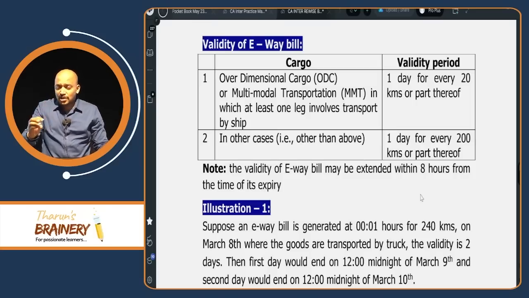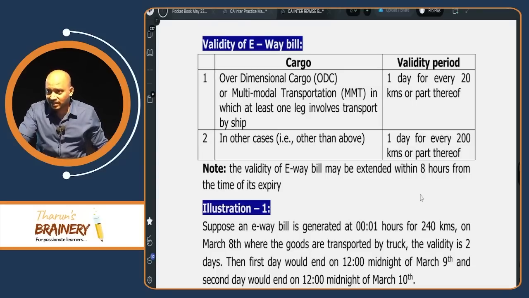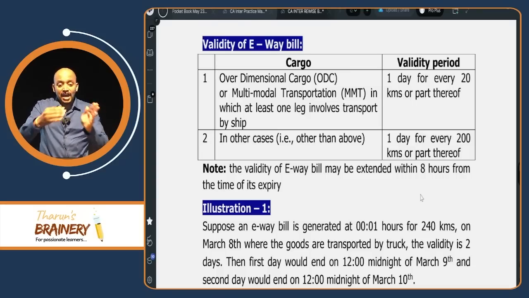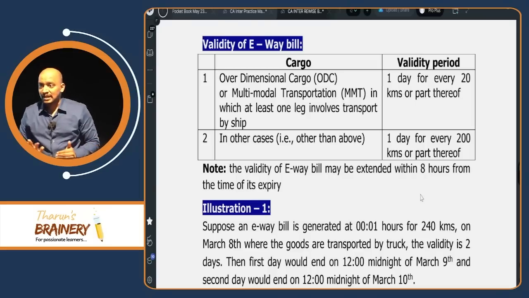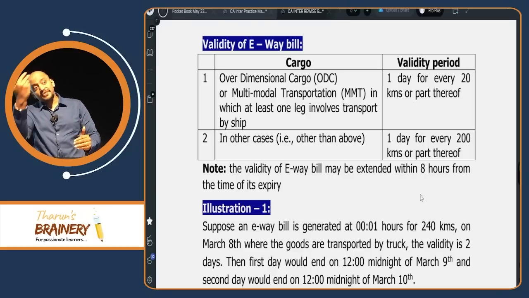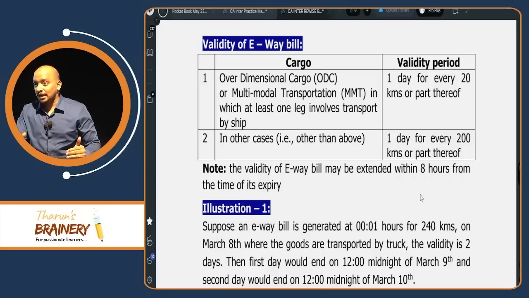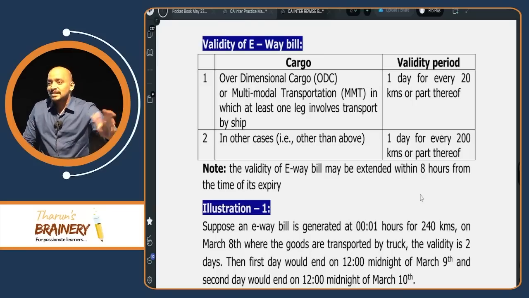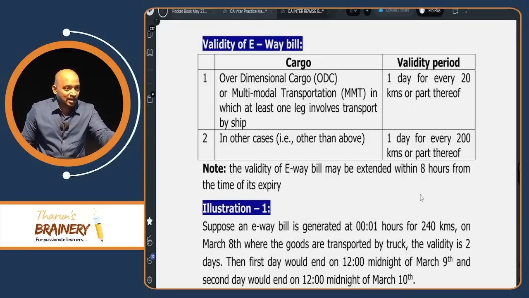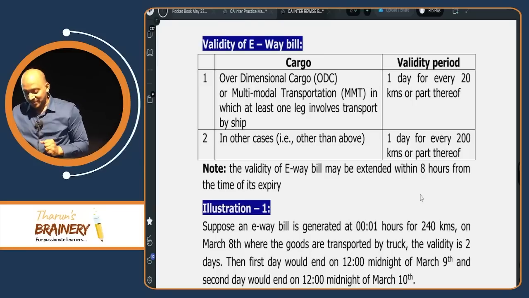If the vehicle is not reaching the destination within the time, then they have to renew the e-way bill by specifying the reason why they could not reach. If they are not specifying the reason and not renewing the e-way bill, and if the vehicle is caught, it is as good as the vehicle is not having an e-way bill and the goods will be seized.